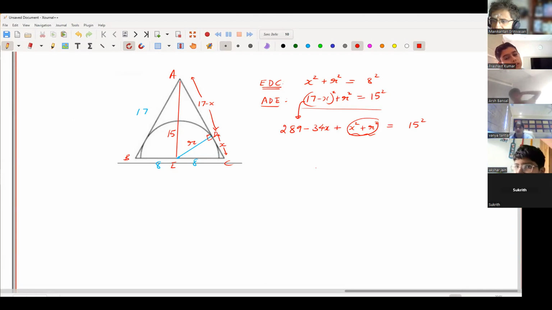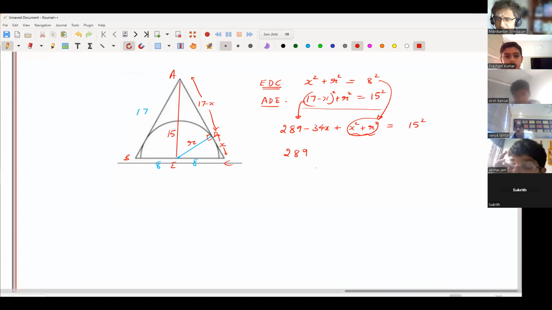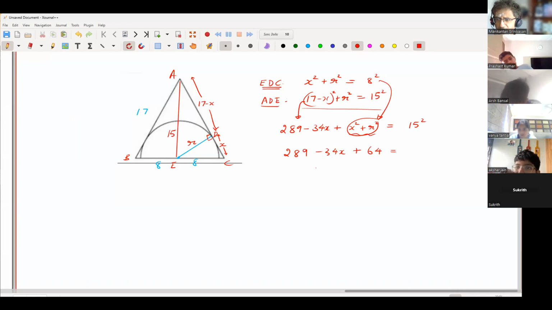She's frozen. Okay, so now this portion we know is from this equation, we know it's 8 square. Therefore, we have 289 minus 34x plus 64 equal to... maybe I did it in a different way. So this is 225 right now, right? Am I right? Okay, now this can be simplified further.